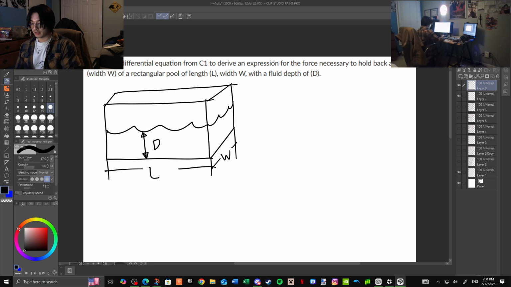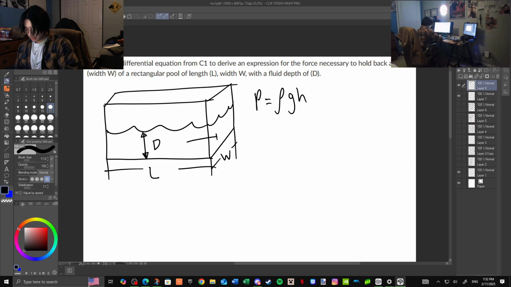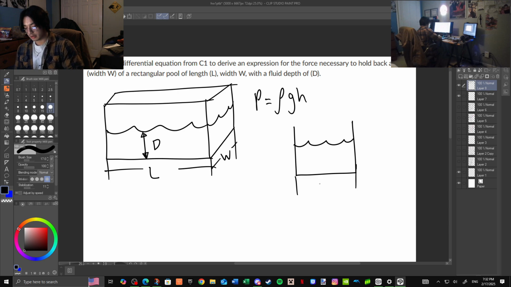And so we need to derive an expression for the force necessary to hold back a wall of a rectangular pool of length L with width W and with a fluid depth of d. And so we need to derive that expression from the expression we got from the last problem. And so we need to figure out the pressure force at which the water pushes against this wall right here. So we only need to focus on the shorter face. The longer face really doesn't matter in this problem.